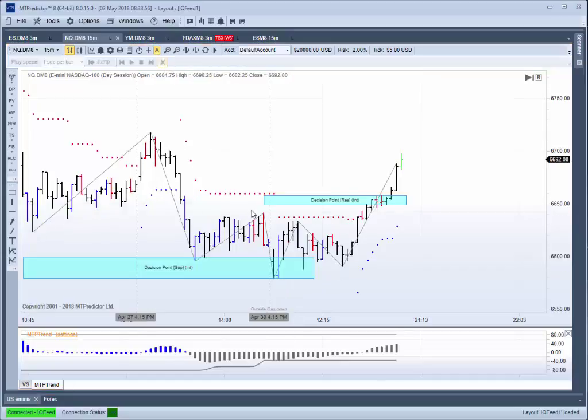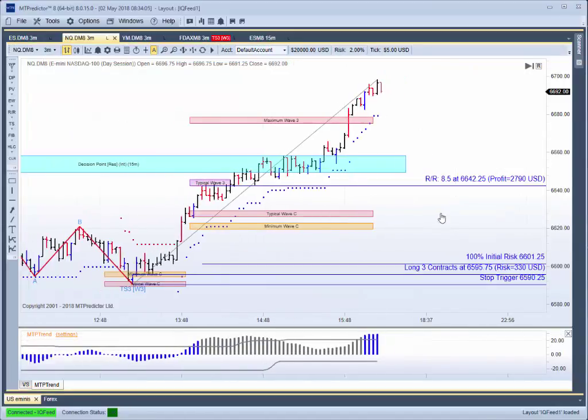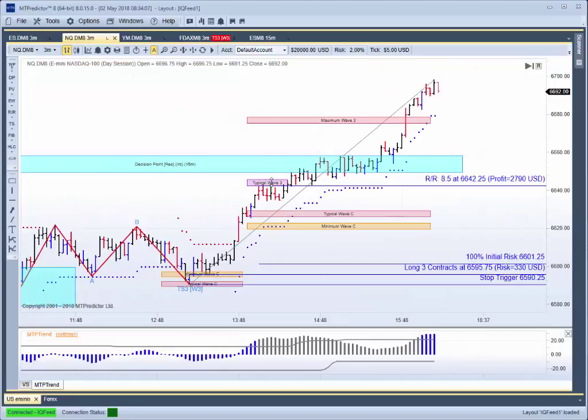If we turn trading mode off, you can see that the NQ did actually reach that level and go beyond it. Let's see what that looks like on our shorter time frame. So our typical wave 3 WPT target was just slightly lower than our higher time frame resistance, so that would again give you confirmation or added confidence that that was a good trade to take.